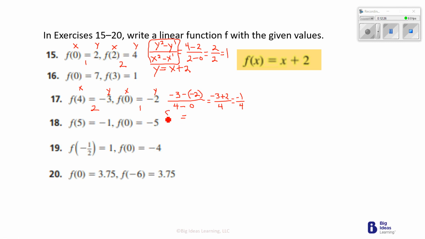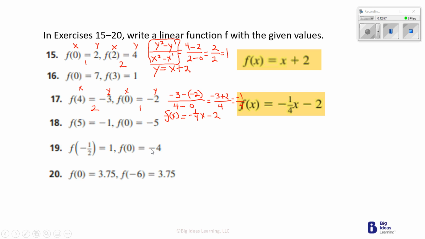f of x is equal to negative 1/4 x. You could even put negative x over 4 if you wanted to. And then remember, when x is 0, the y-intercept is revealed: negative 2. So number 17 should be f of x equals negative 1/4 x minus 2. That's exactly what I got here.